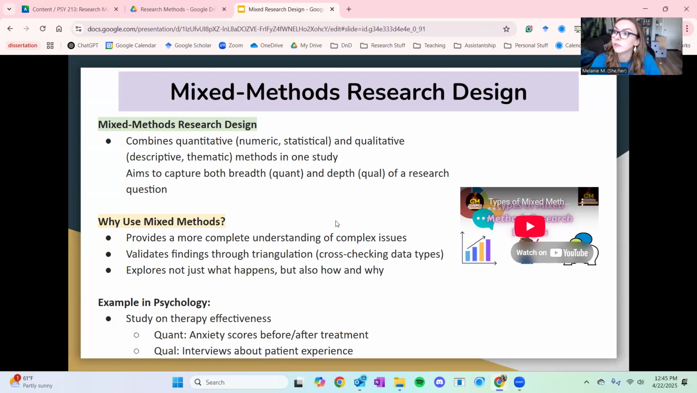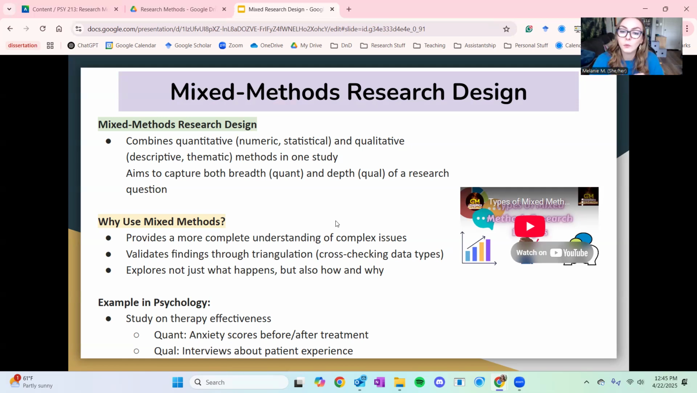So quantitative, as a reminder, are any sort of numbers or statistics. So we are trying to turn experiences into numbers. So on a scale of 1 to 10, how anxious are you? Does that change over time? Qualitative is words. So this is more descriptive, it's thematic. I'm not trying to quantify something. It is me collecting stories and then looking for themes in those stories.